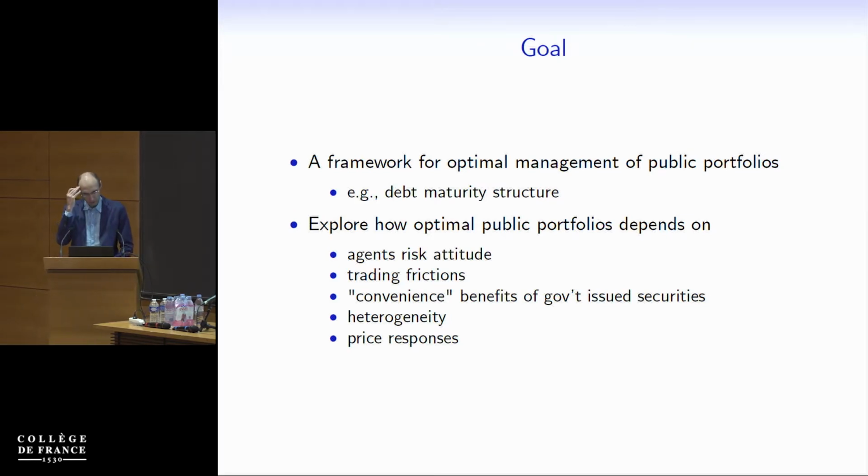We want to think about how optimal public portfolios should be managed, and how that should depend on things like agents' risk attitudes, the type of frictions agents may face in the securities they trade, whether government debt has additional liquidity or convenience yields and how that should be taken into account in setting up portfolios, how heterogeneity should matter, and how price responses, like QE-type things, should affect the formation of government portfolios.